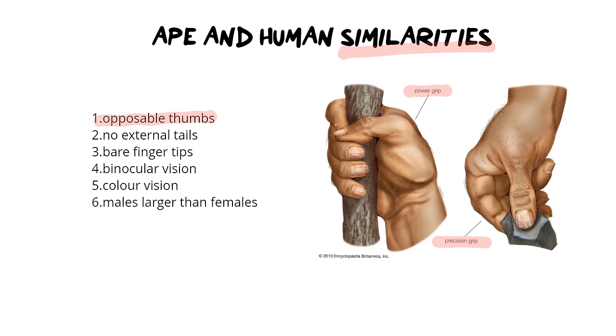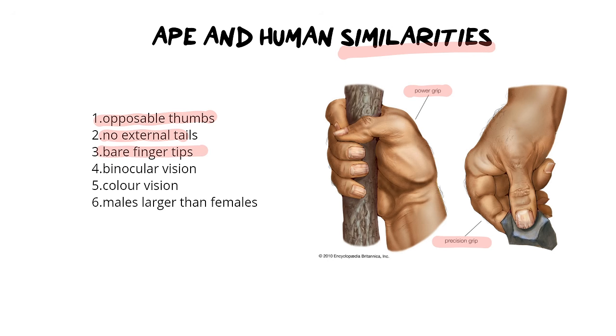Now, the second thing that we have in common is we have no external tails. So all chimpanzees, all gorillas, if you think about it, orangutans, they don't have tails, and neither do we. But if you compare us to monkeys, monkeys have tails. Things like lemurs, vervet monkeys, they all have tails. So we don't have tails, therefore that is something we have in common.